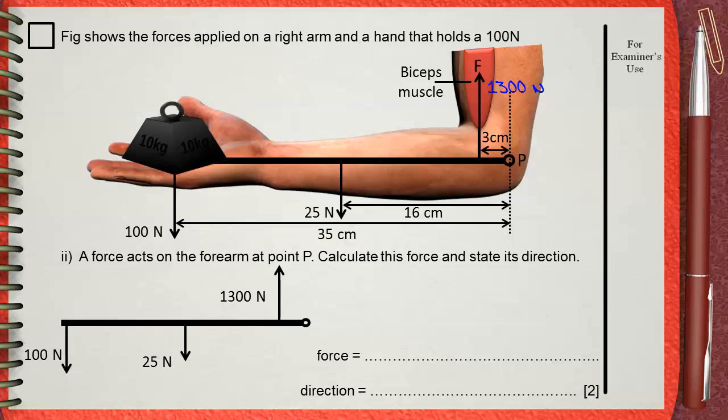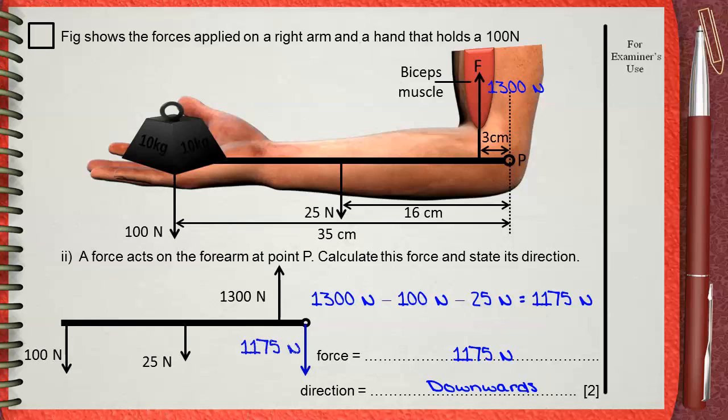This missing force is always at the pivot, because it does not cause any rotation, it does not cause any moment. But how much is this force? Applying our rules, this force must be 1,300 newtons minus 100 newtons, which is downwards, minus 25 newtons, which is also downwards. So our force will be 1,175 newtons, and it must be downwards. Now and only now, we can say that the arm is at equilibrium.